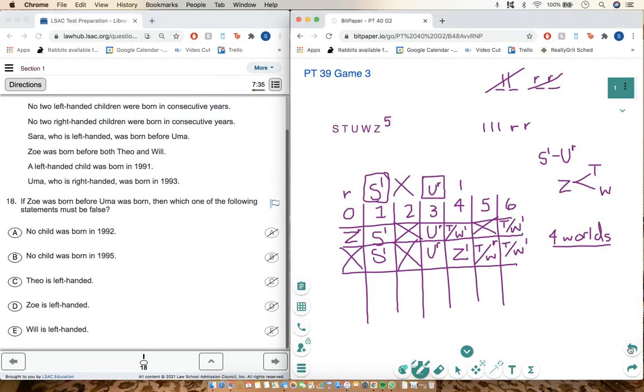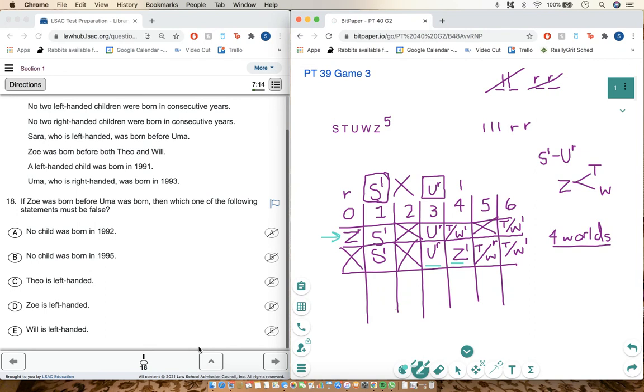Number 18. So if Zoe was born before Uma was born, so this is a situation in which Zoe was born before Uma, and in this situation, Zoe's born after Uma, right? So we're looking at our first row here. They're asking which one of the following statements must be false.